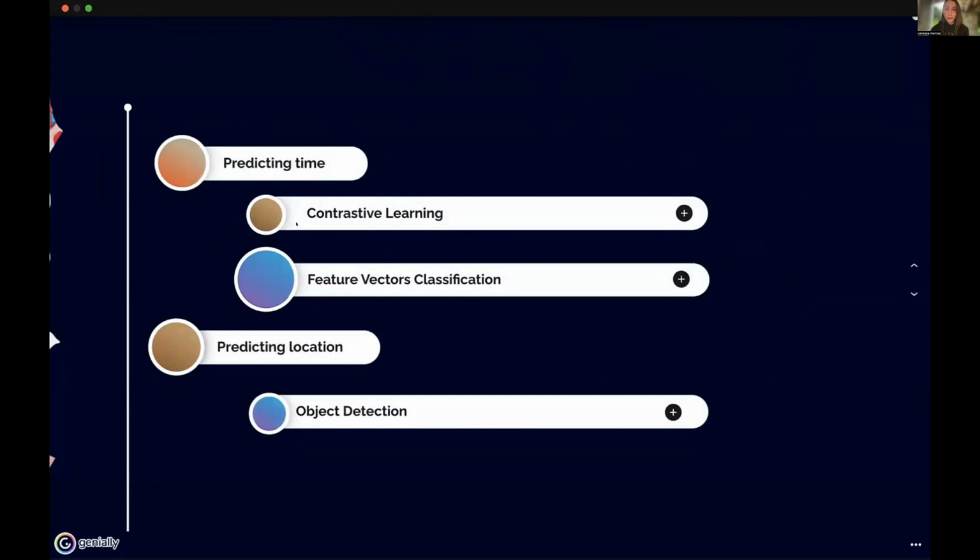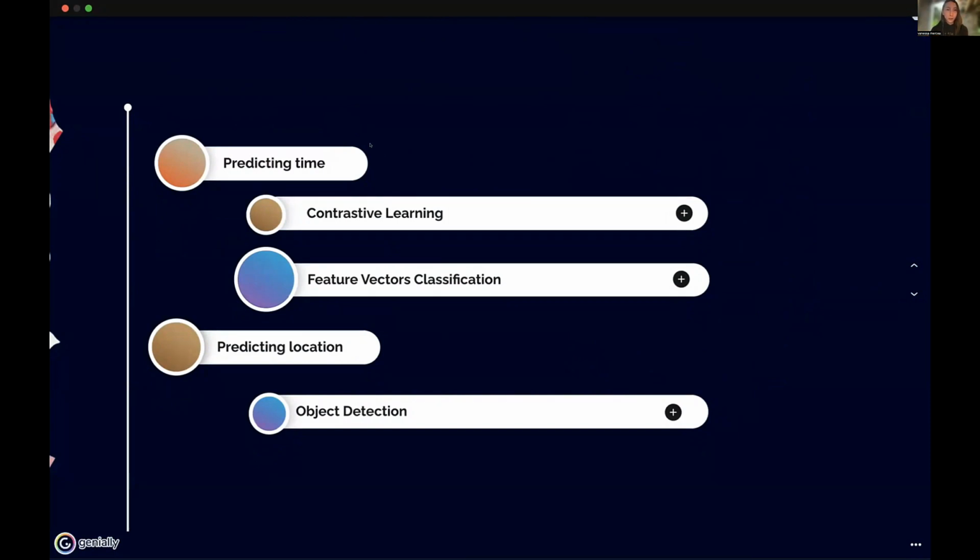So to better underline once again, we want to, one, predict time. So we want to predict, let's say, from frame 57 to frame 64, we have a sunquake. And then we want to predict location. For the frames where we know we have a sunquake, we want to know exactly where in the image that sunquake is. So two steps.